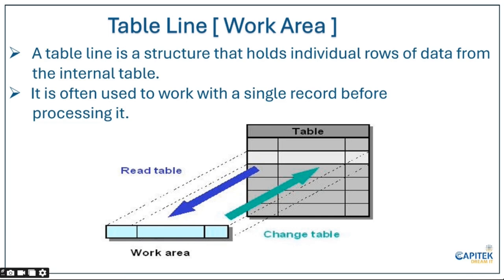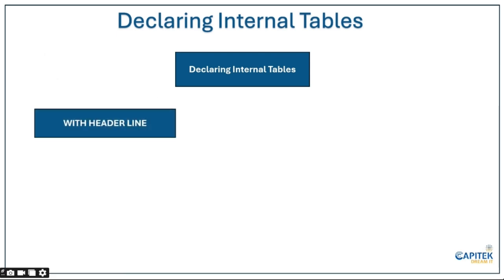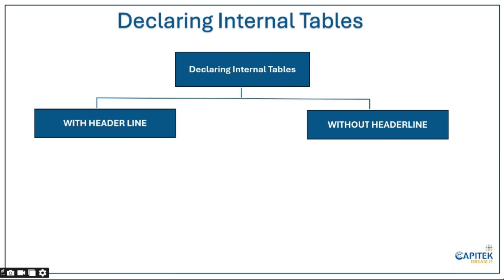Now let us see how we declare internal tables. Internal tables can be declared in two ways: with a header line and without a header line. When we say with header line, what do we mean by declaring an internal table with a header line? It means the internal table name and the work area name are the same.